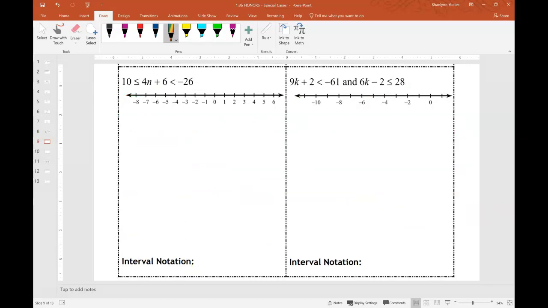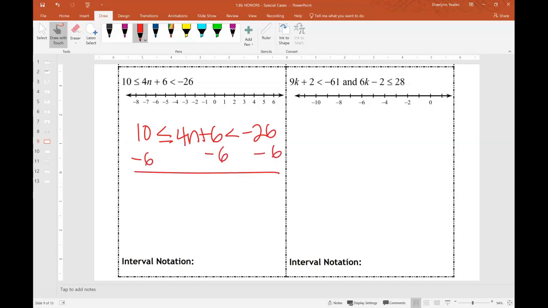So we've got this one in the middle. Got 10. And we're going to do this one with red because it's only overlap. So I've got 10 is less than or equal to 4n plus 6 is less than negative 26. I'm going to subtract 6 from all three sides. On the left, oh, I see a problem right now. Do you see a problem? I'm going to highlight a problem that I see. I'm going to point it out when we finish solving. All right, so we've got 4 is less than or equal to 4n is less than negative 32.